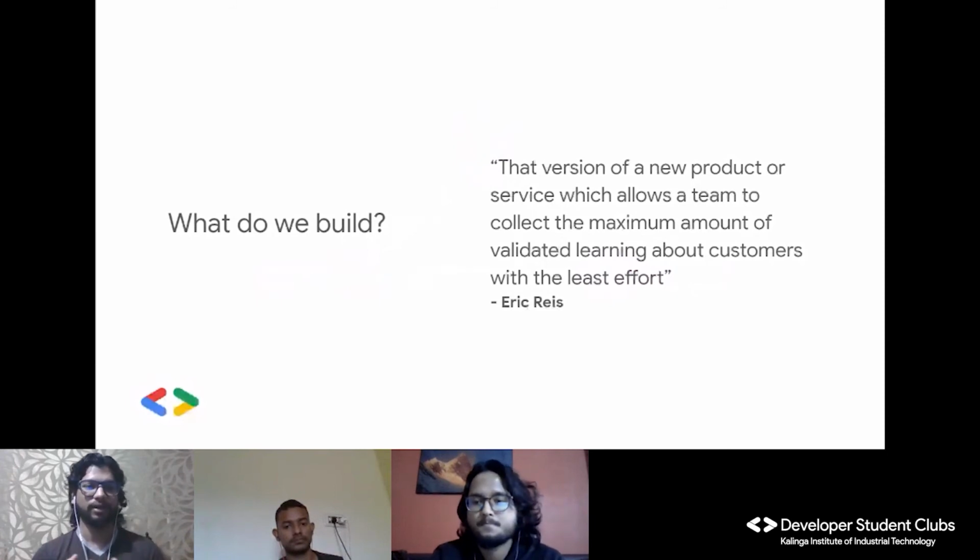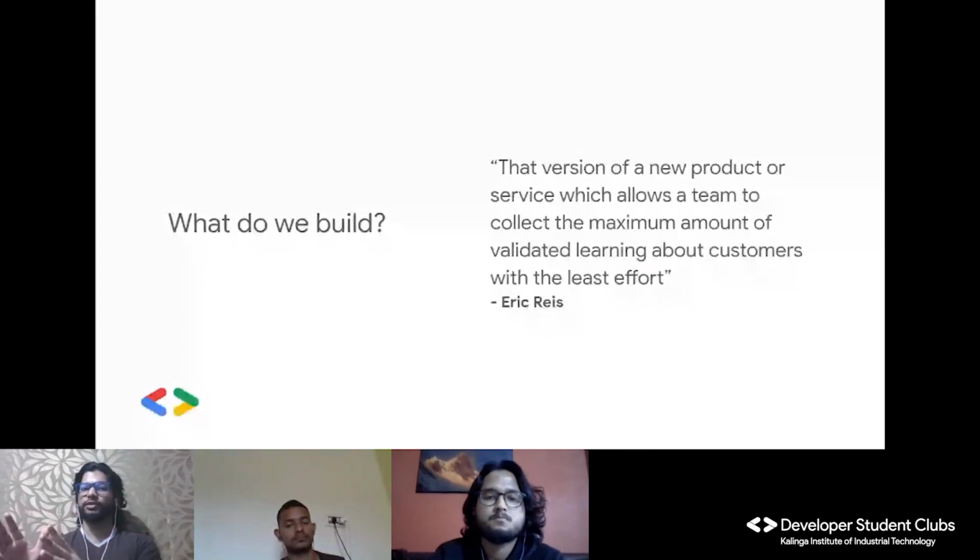So I'll tell it to you in easier terms. Product teams should aim to build a version of the product which allows a team to collect the maximum amount of data from users. So we're taking data from customers with the least amount of effort. That's how we're going to build really fast.